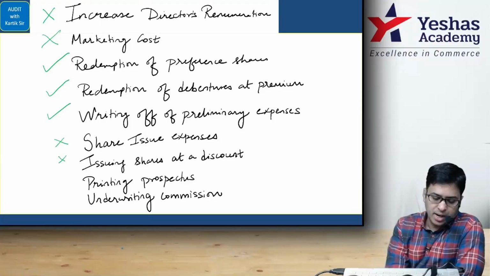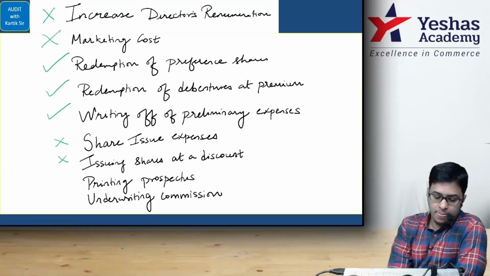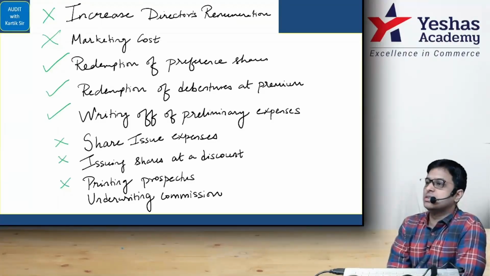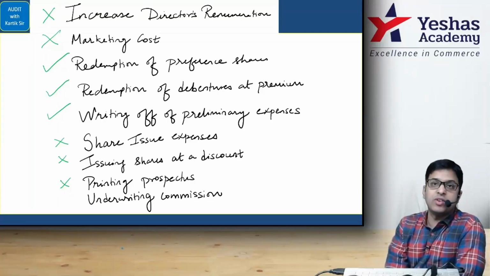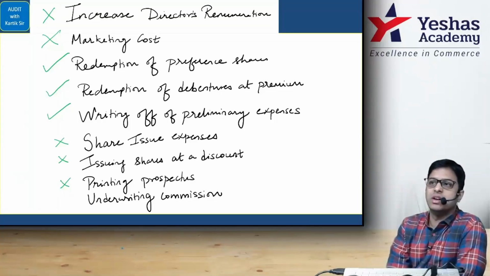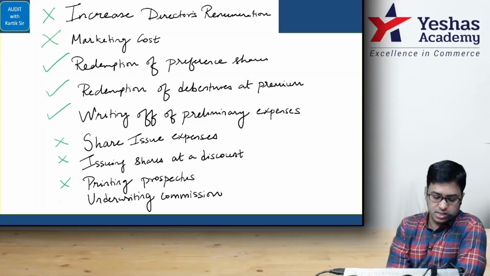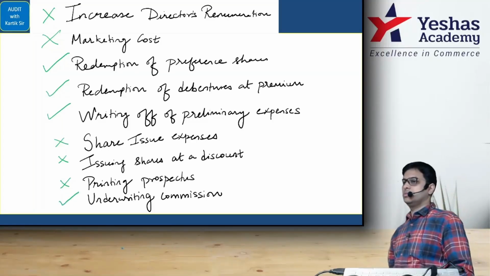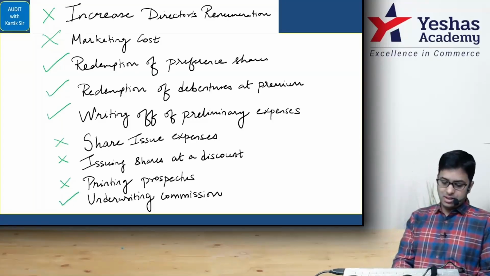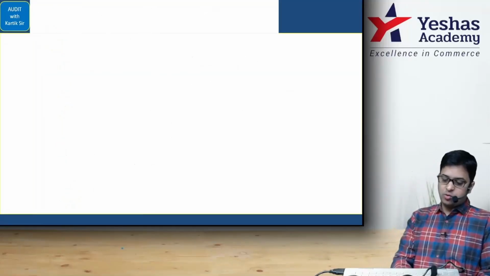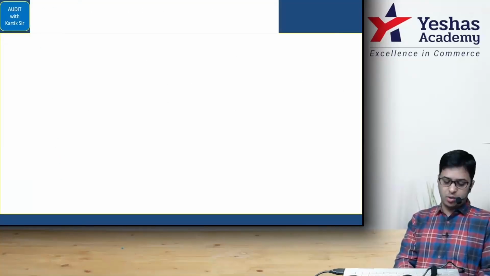Okay. Printing prospectus. Underwriting commission of the underwriter. Yes or no? How many will tell yes? Raise your hands. 1, 2. How many will tell no? Raise your hands. We will go with yes. Majority are yes in this. For which purpose can the securities premium account be used?